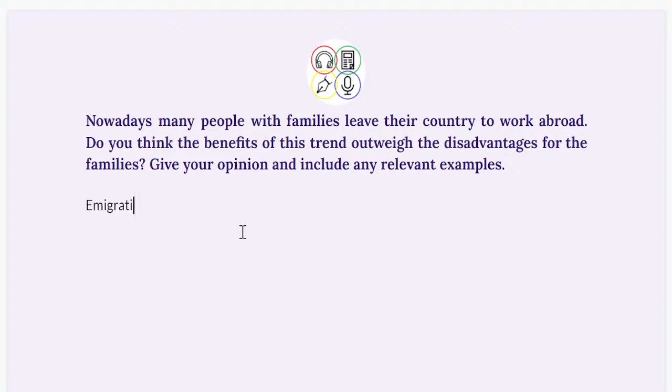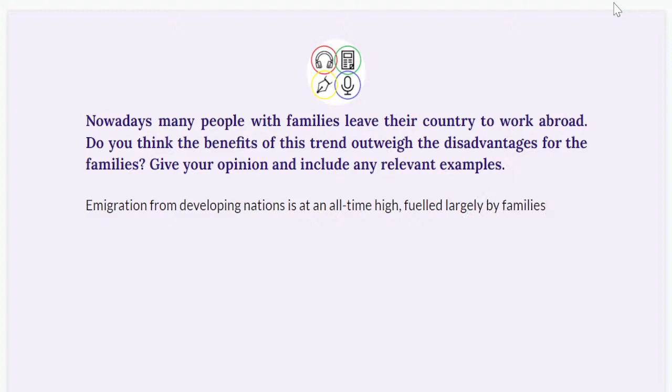Okay. Immigration from developing nations is at an all-time high. And we could say maybe fueled. Are they saying young people anywhere? No. Okay. Well, I could potentially say that immigration from developing nations is at an all-time high, fueled largely by families or people with families looking for better, maybe more stable, looking for better opportunities, better economic and social opportunities. I think that is good enough.